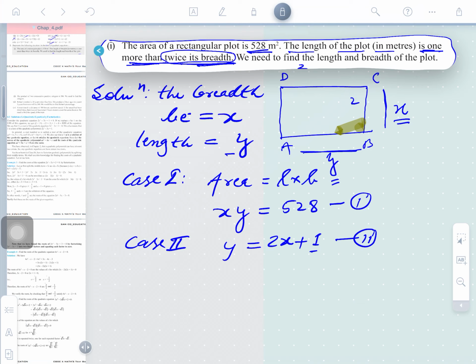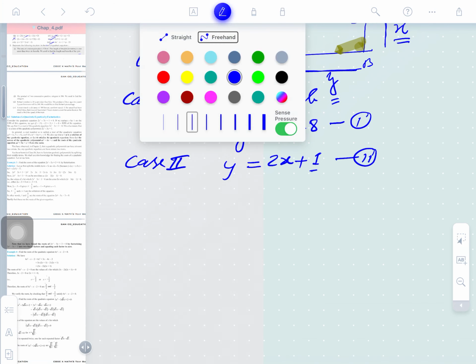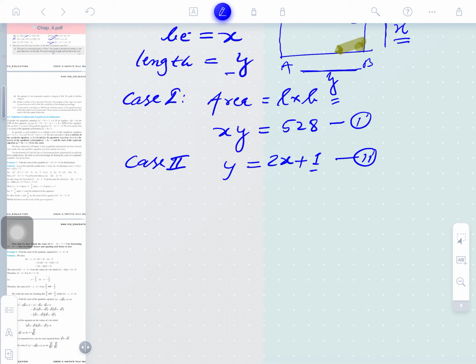Right, guys? So how can we simplify this? There are the two cases before you, and we are to use them. So substitute y in equation first.